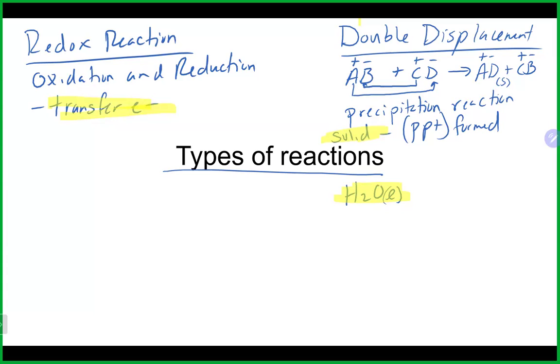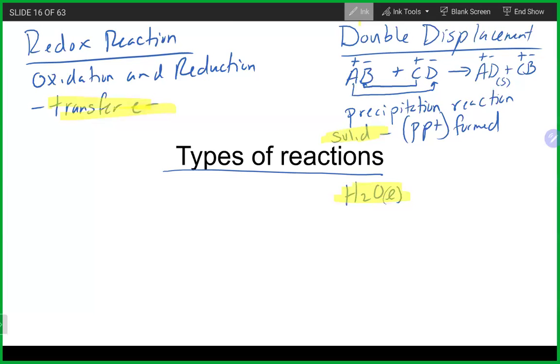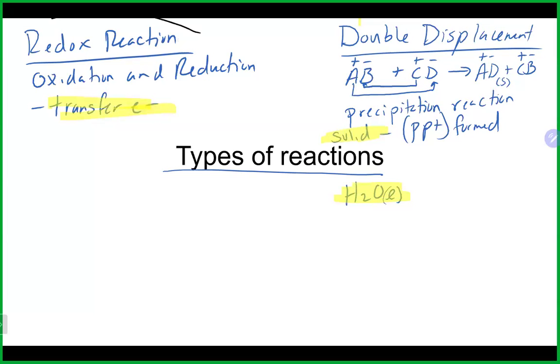And that's what, as we will see, is sometimes referred to as the driving force for a chemical reaction: I want to make a solid, I want to make water, or I want to transfer some electrons. And that covers almost every reaction that you will come across. All right, so we're going to start with redox reactions and talk a little bit about these. Then we'll talk about some of the double displacement reactions and different ways to classify.